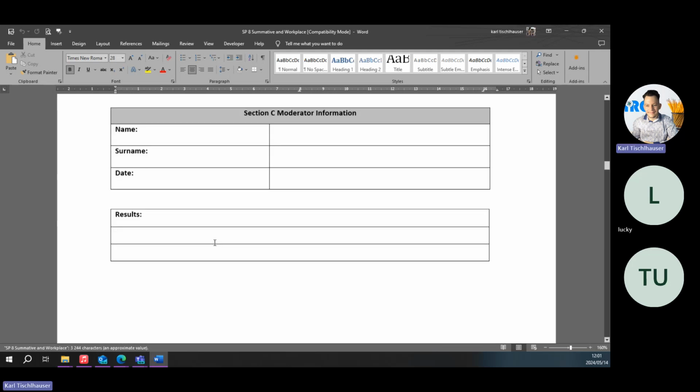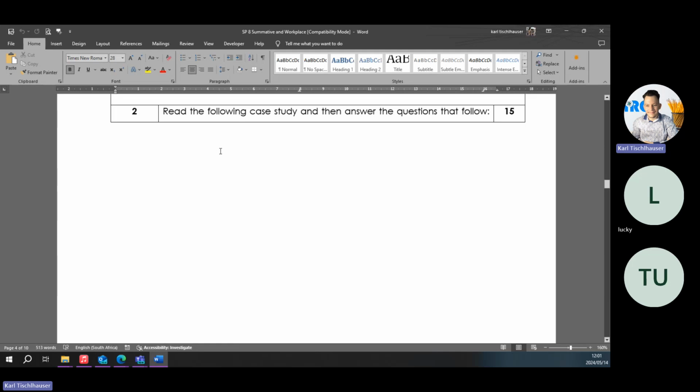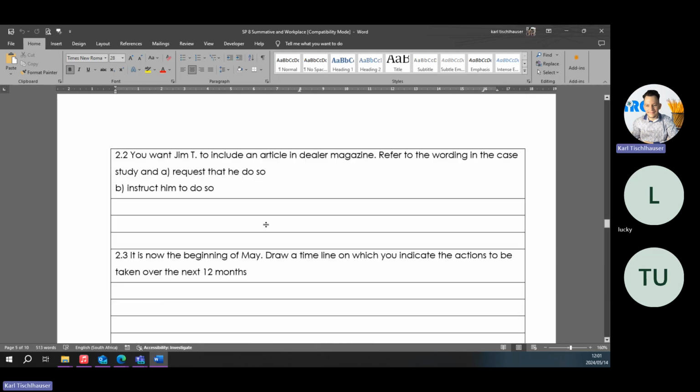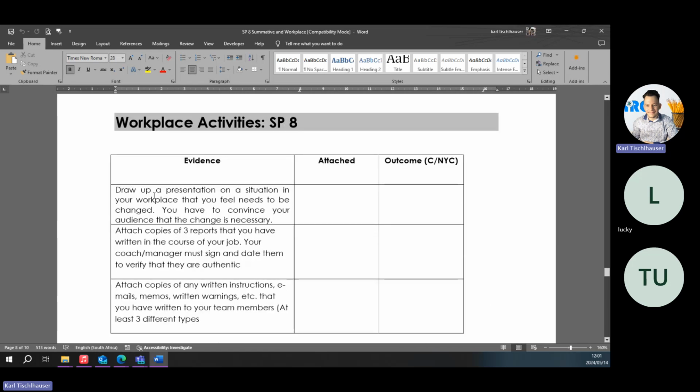If I go down and go to the end, it says, what do you understand about diversity? It gives you a case study. They want you to answer some questions again. Okay, so I'm going to skip all of this. I just want to go to the workplace requirements. So it says, drop a presentation on a situation in your workplace that you feel needs to be changed. Okay, so they want slides again.